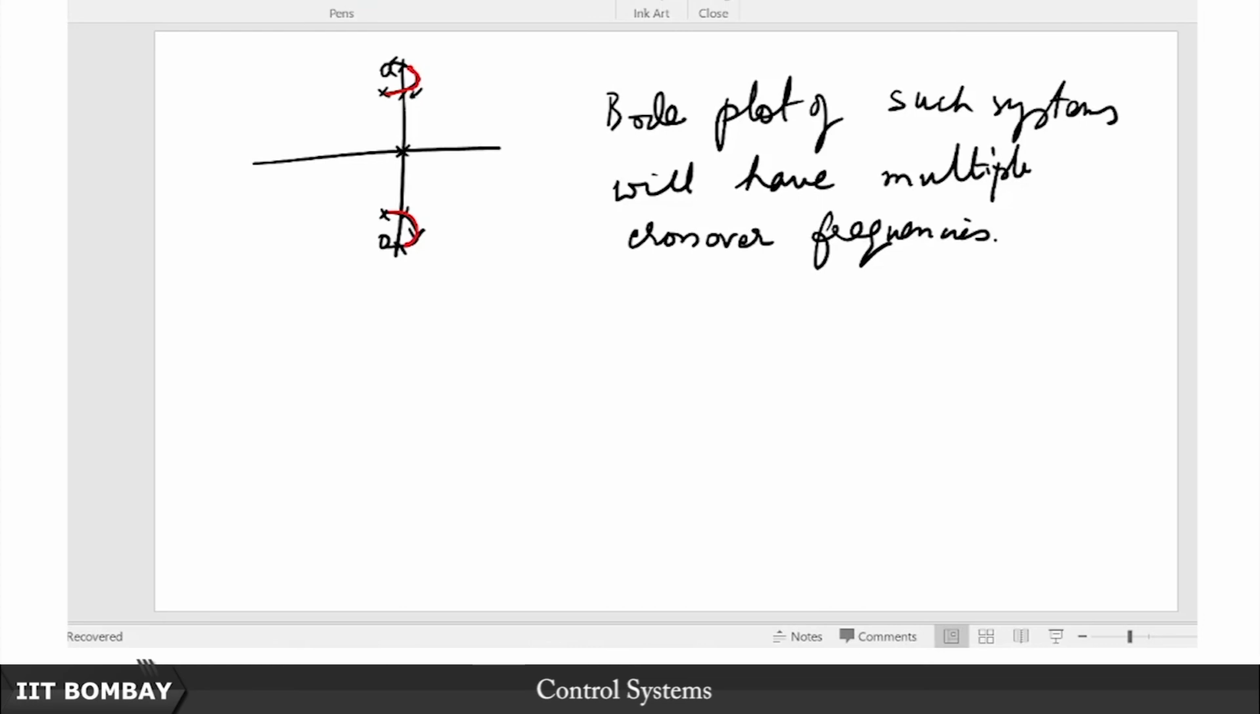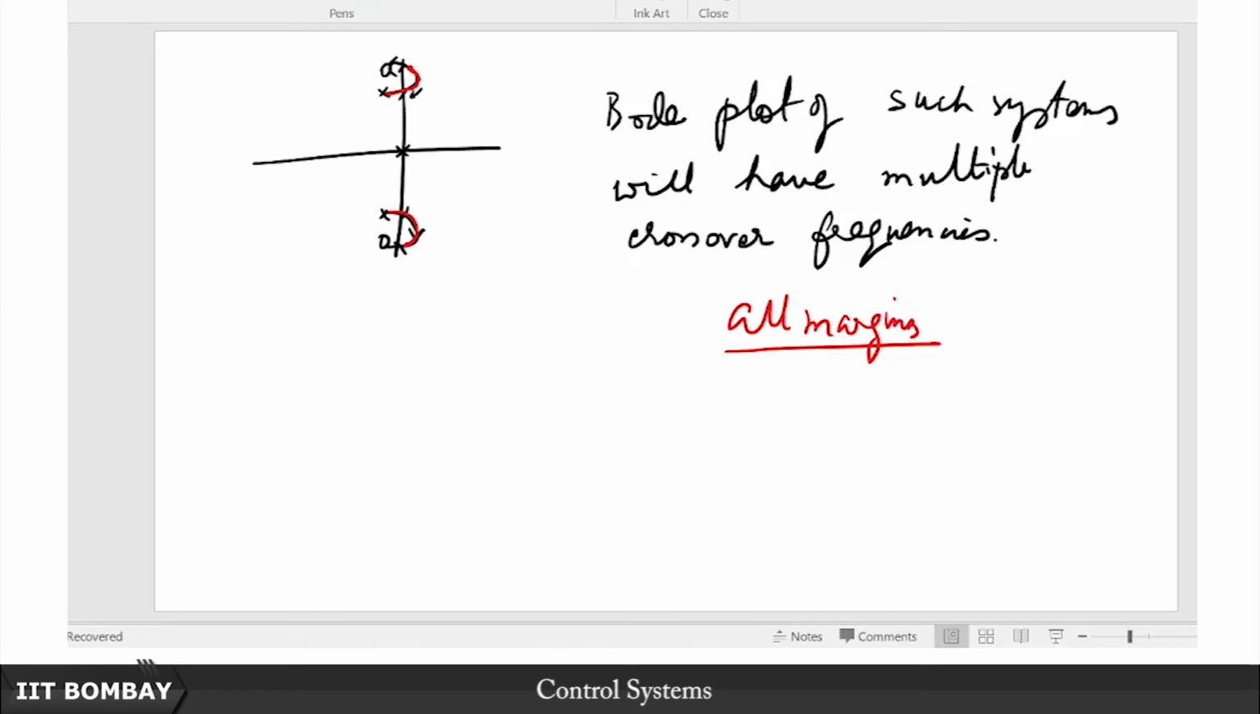So when you have such multiple crossover frequencies, then you need to be very careful. In fact, MATLAB has this command. If you just use gain margin, phase margin, you will just get one gain margin, phase margin, but there is a command in MATLAB specifically for such things. If I recall correctly, it is called all margin or allmargin. Please check the syntax, okay.